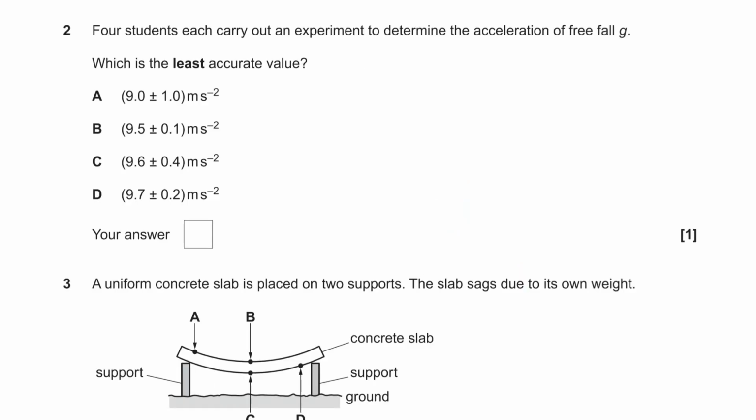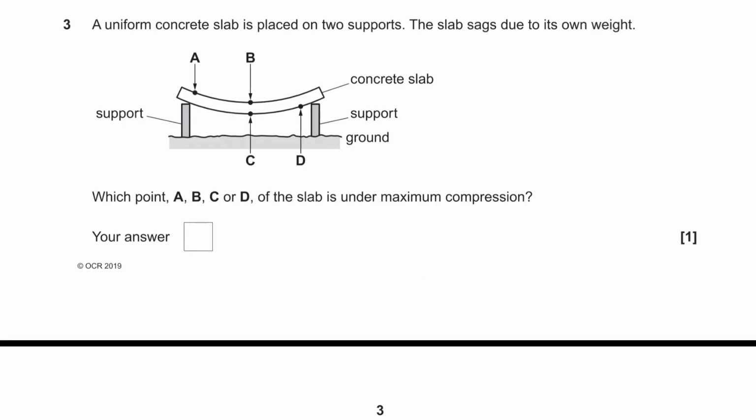2, which is the least accurate value for G. Well, we can see the one that's furthest away from the accepted 9.8 is 9.0. So that's furthest away, so it's already least accurate, but it also has the biggest uncertainty as well. So that's the final nail in the coffin for it. The answer's A. 3, where is the most compression?